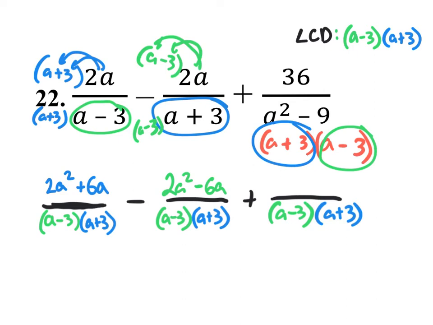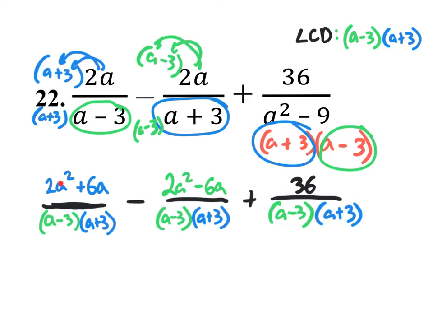And last but not least, what do we do to this denominator after we factored it? What do we do to this denominator to get this new LCD? Nothing. This is the LCD. So we're not going to do anything to that denominator, or that numerator. 36 is still going to stay 36. So now that we have a common denominator on all three fractions, which was the LCD that we found, we can now combine the numerators.